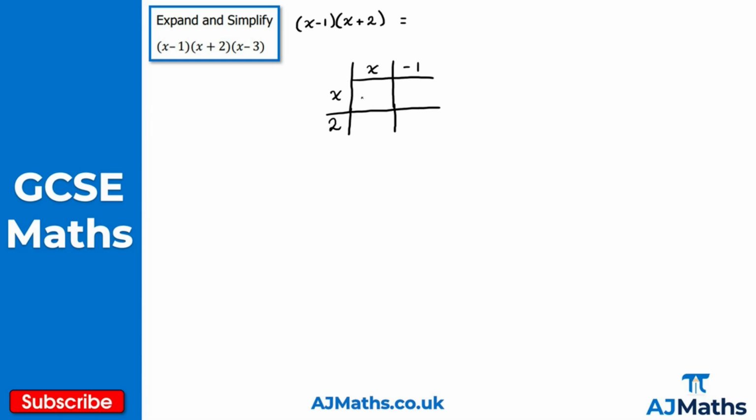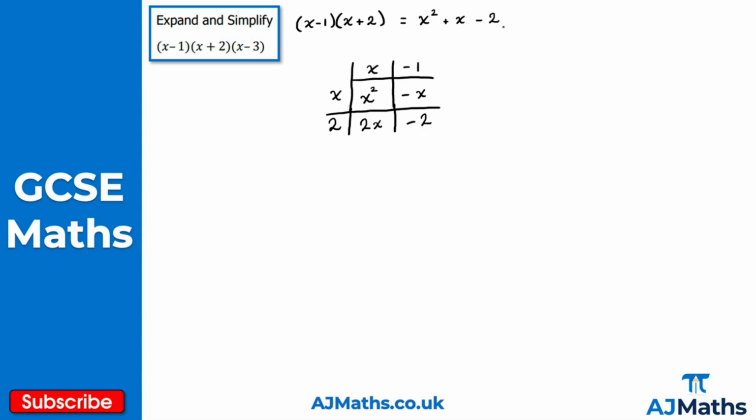x times x will give me x squared. x times minus 1 is minus x. 2 times x is 2x. And finally 2 times minus 1 is minus 2. So if we simplify this here, I'm going to get x squared, and I don't do anything with that. I've then got 2x minus x, so that's going to give me positive x, plus x there, and then finally minus 2.